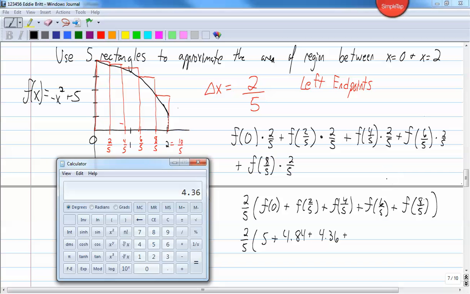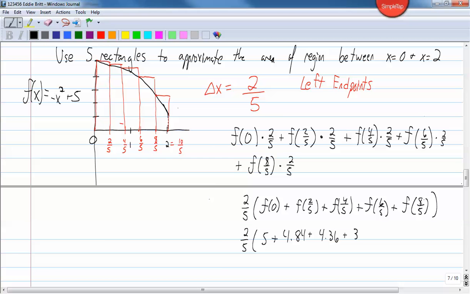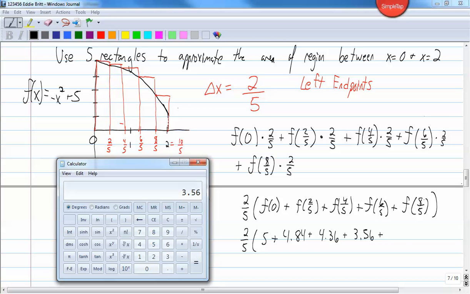Alright. Plug in 6/5 into the function. That's 6 divided by 5, 1.2. 1.2 squared, make it negative, add it to 5. 3.56. Alright, and here's the height of the last rectangle. Plug in 8/5. 8 divided by 5. Square that, make it negative, add 5 to it. 2.44.